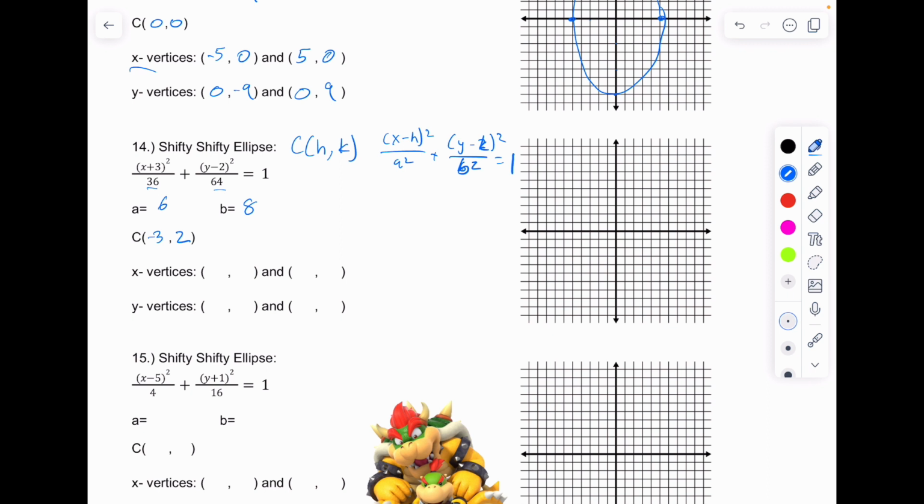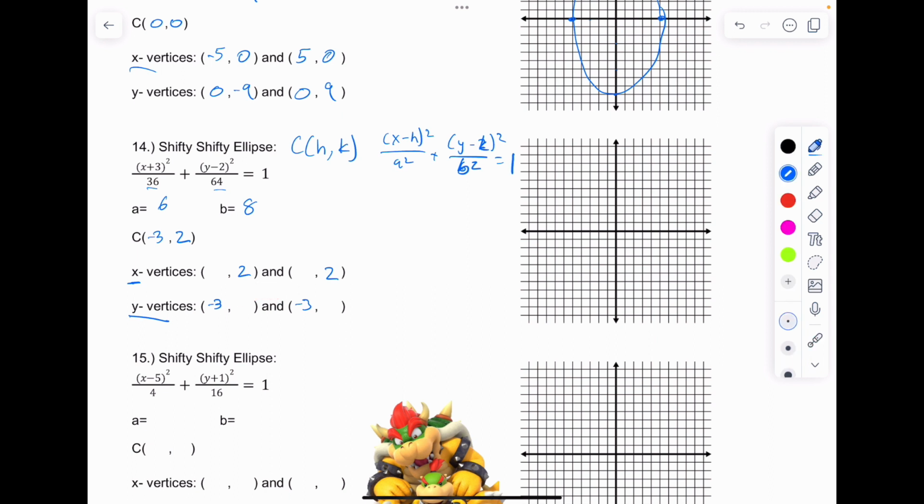Let's plug in what we know isn't going to shift. X vertex, the y's don't shift, so we can plug those in. In the y vertex, the x's stay the same. So only these numbers now we have to solve for. And these are going to be the numbers that go x plus or minus a, and this one is y plus or minus b. So let's plug in what we get.